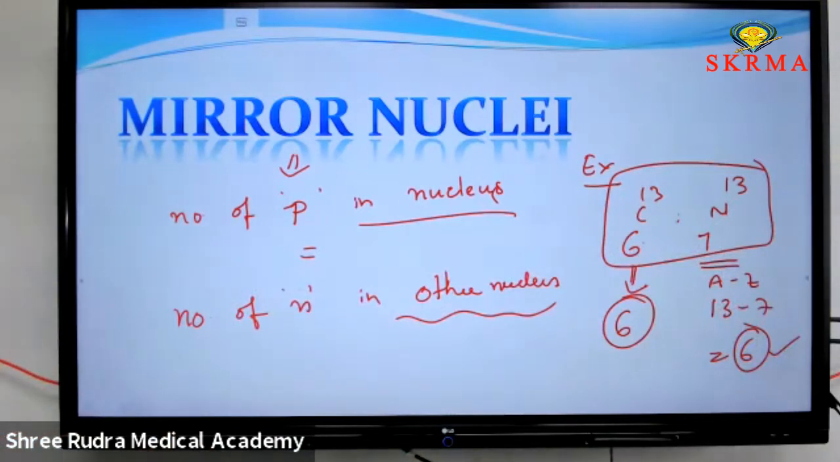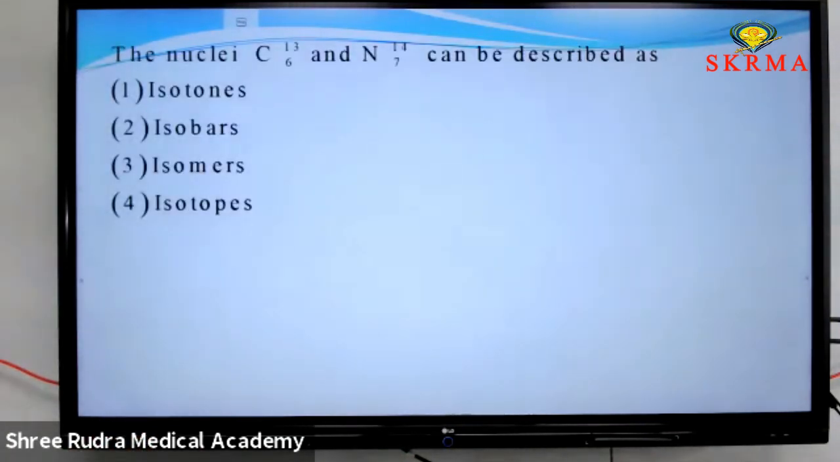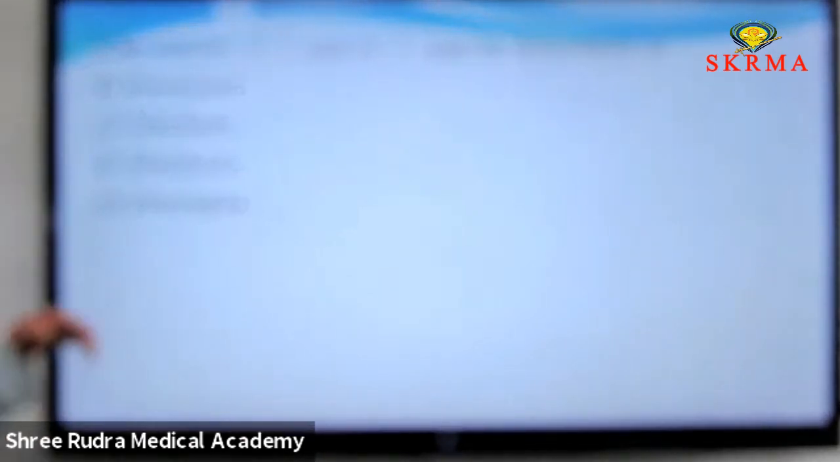These are the different types of nuclei. Generally, the questions come under this category. The next one is also a previous question in the NEET examination. The nuclei 6C13 and 7N14 can be described as isotones, isomers or isotopes. What is the correct option?